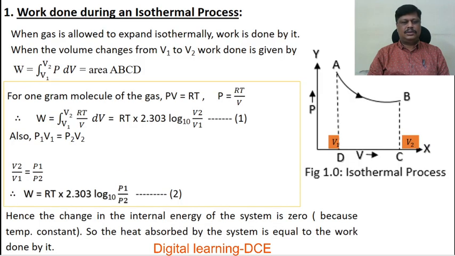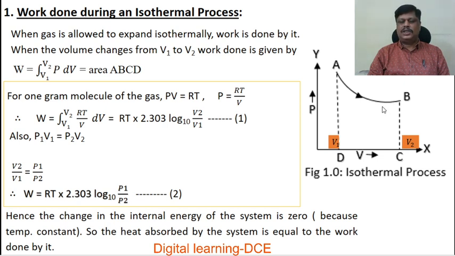adiabatic process. Work done during an isothermal process. We will derive the expression for work done during an isothermal process. Dear students, you all know what an isothermal process is. An isothermal process is a thermodynamic process which takes place at constant temperature. The PV diagram of the isothermal process is represented by the AB curve, and this is also called an isothermal.